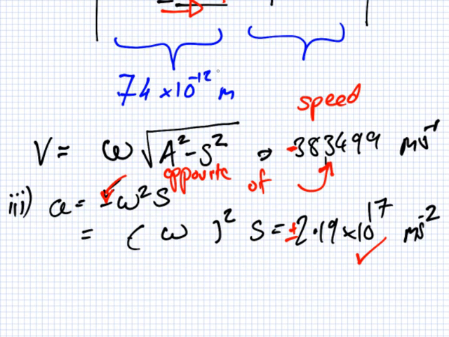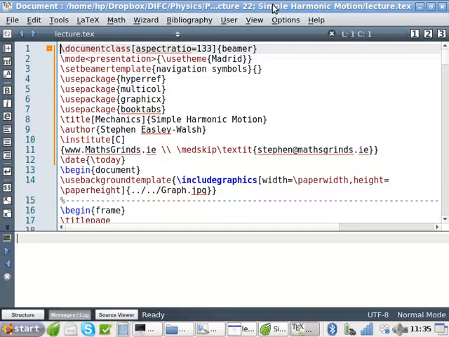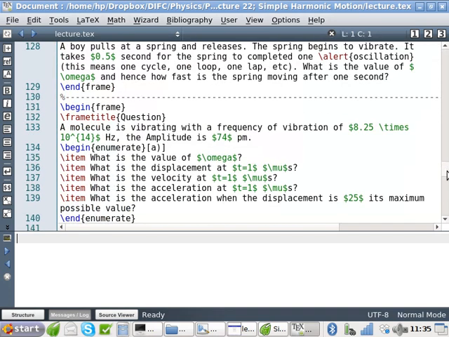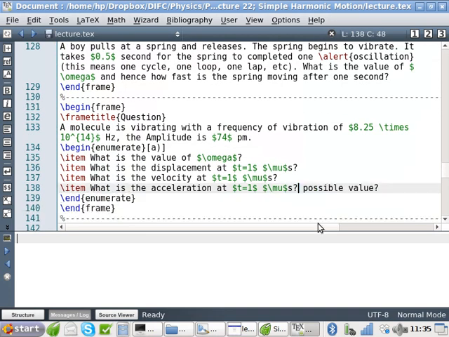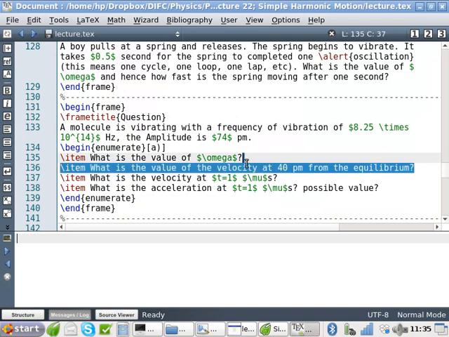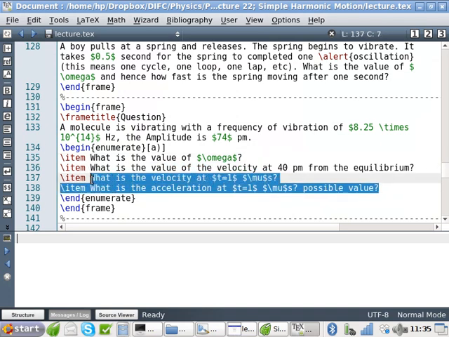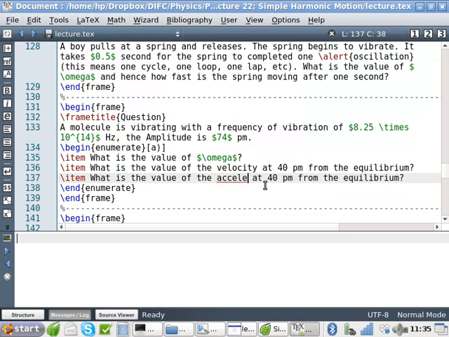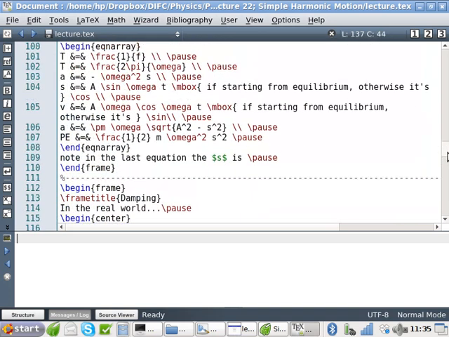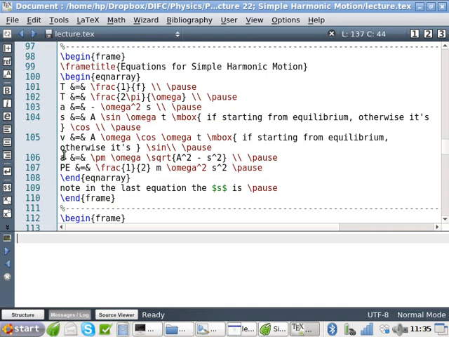We use 40 here. I should be using 40. I wrote 4, I'm so sorry. Let me just change that. 2.19, times 10 to the 17. The velocity at 40 picometers from the equilibrium. And then I said, what is the value of the acceleration? And now I have to change that formula I showed you last time. That should say V.